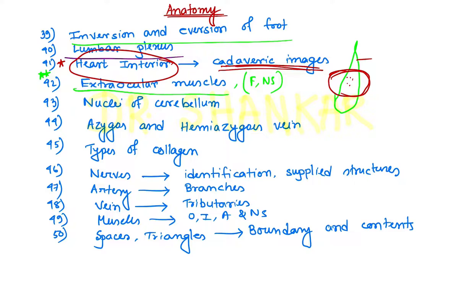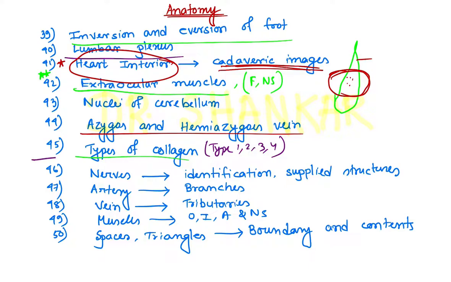Along with that, nuclei of the cerebellum is an important topic. Azygos and hemiazygos veins, their formation is an important topic. Types of collagen, like type 1, type 2, type 3, type 4 collagen. In which structures is each type of collagen found, which collagen is found in basement membrane, Descemet membrane, or during healing, which collagen is predominant, which collagen is predominant in hyaline cartilage, in reticular fiber. So these things are important.